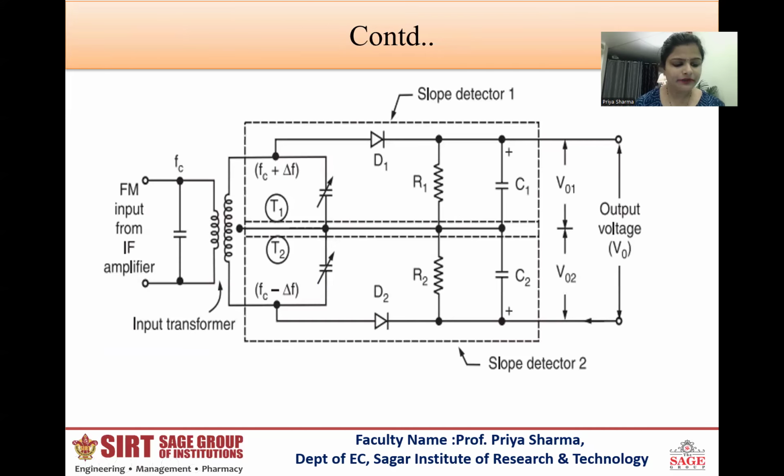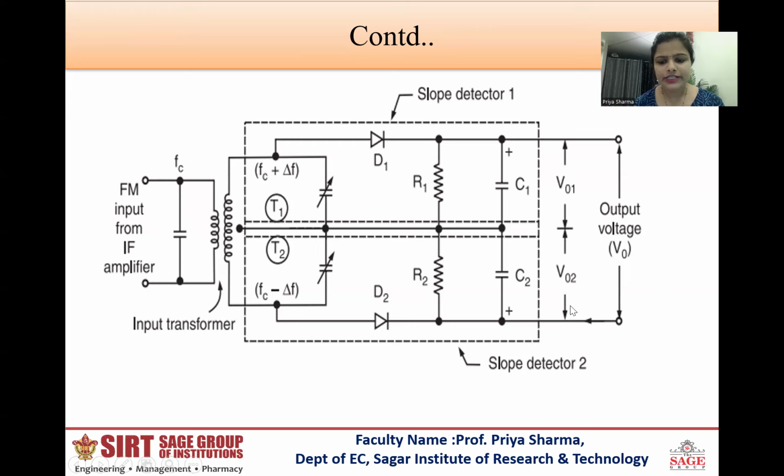When the input frequency is instantaneously equal to the carrier frequency, the voltage induced in the T1 slope detector, the upper dotted rectangle, in the secondary winding is exactly equal to the voltage induced in the winding T2. Thus, the induced voltage to both the diodes D1 and D2 will be the same. So both the diodes will be on.